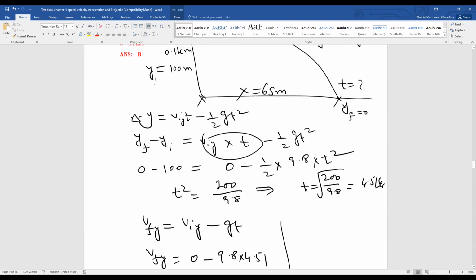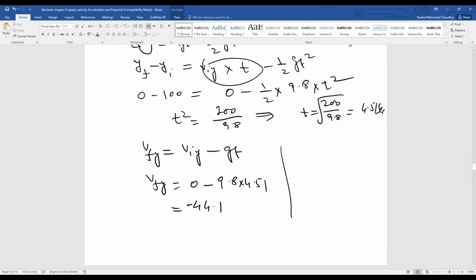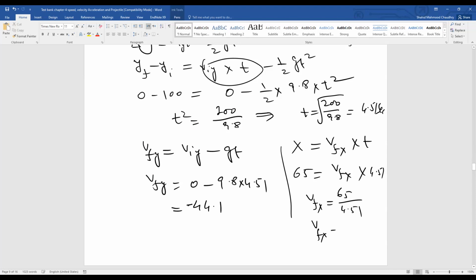Okay. Now find the Vf of x. Here Vf of x is not given, so we will apply the formula x is equal to Vf of x into t. So x is 65, Vf of x into t, and t is 4.51. So Vf of x is equal to 65 over 4.51. When you solve this, you will get the answer, which I have calculated already, 14.41 meter per second.